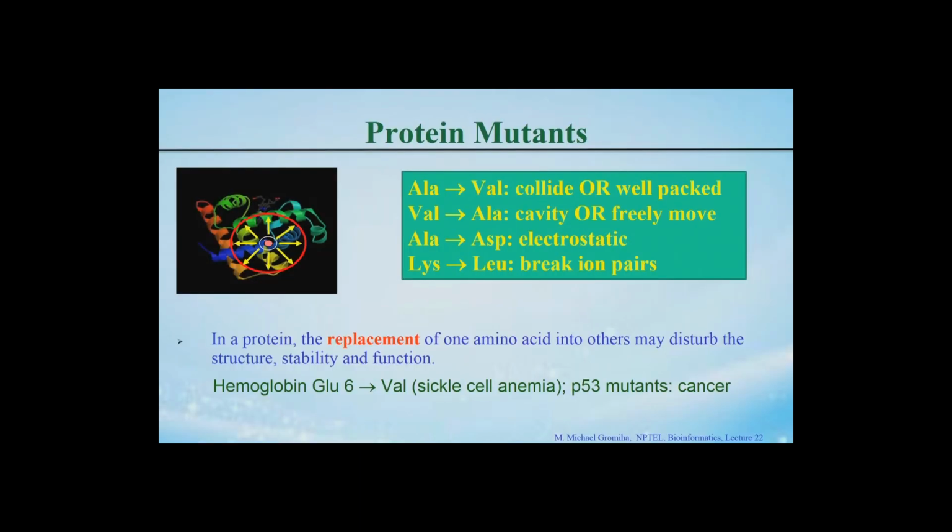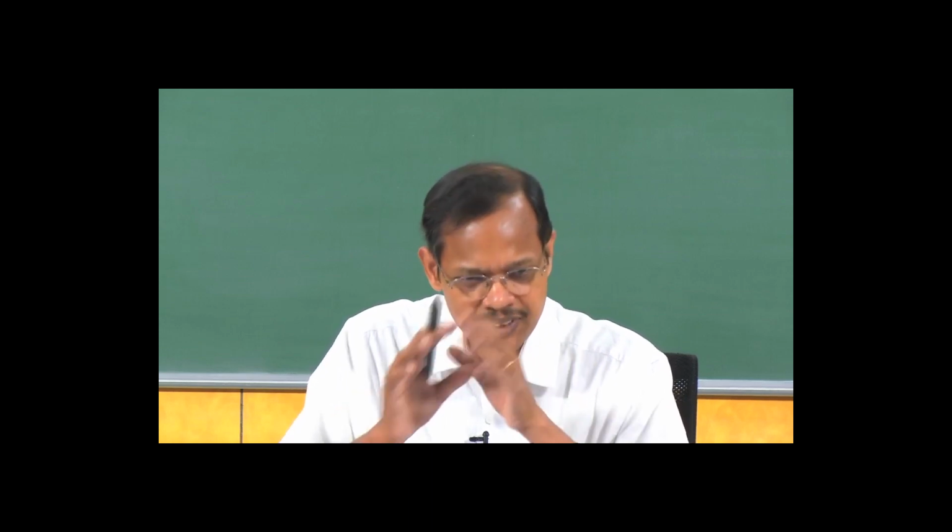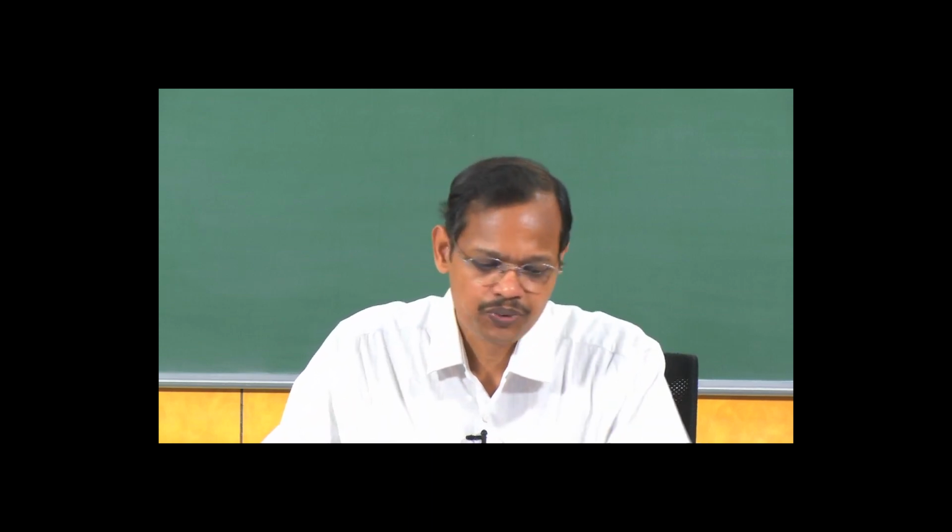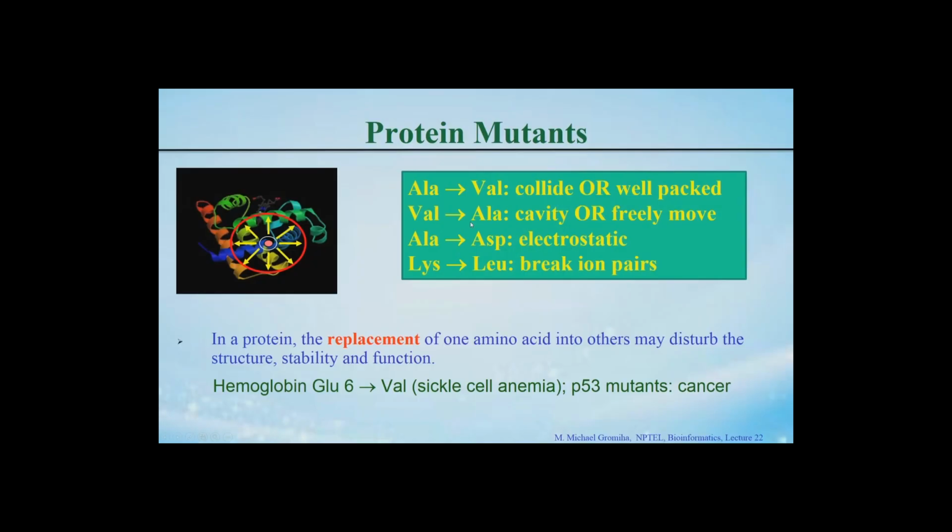If you mutate alanine to valine, either this will make a collision, steric hindrance, or it can be well packed, depending upon where the alanine is located and how much space is available nearby this residue. Likewise, if we mutate valine to alanine, it can create a cavity by destabilizing the protein, or the residue can move freely. If you mutate alanine to aspartic acid, it either makes electrostatic interactions or may destabilize. Likewise, lysine to leucine. So, if you mutate a specific residue in a protein, it may alter the structure, stability as well as function.